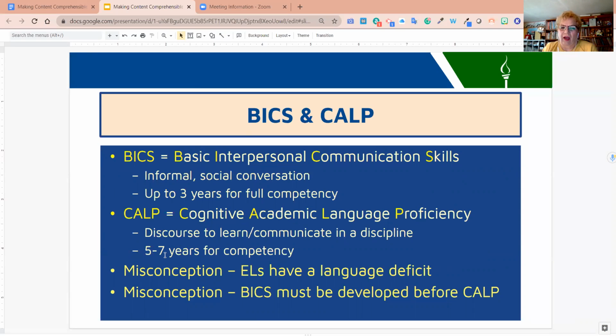And it usually takes 5 to 7, sometimes 10 years for that to develop, where they have the vocabulary that they need for a business or formal communication in a classroom or other settings. And there are a couple of misconceptions that I wanted to bring out. Our English learners don't have a language deficit, they just don't understand English. And BICS doesn't have to be developed before CALP, they sometimes develop at the same time, or they often are developing at the same time.